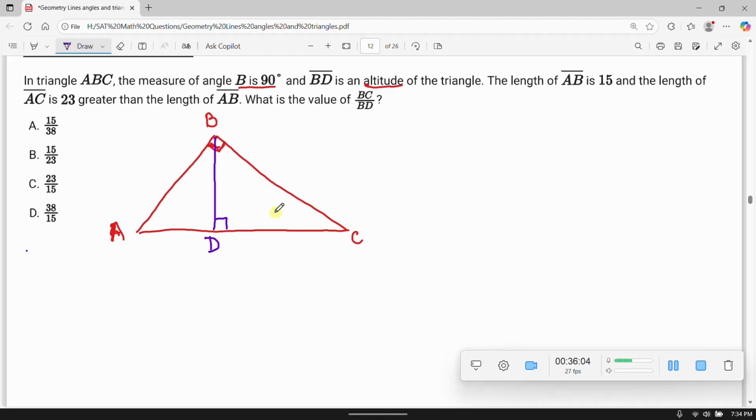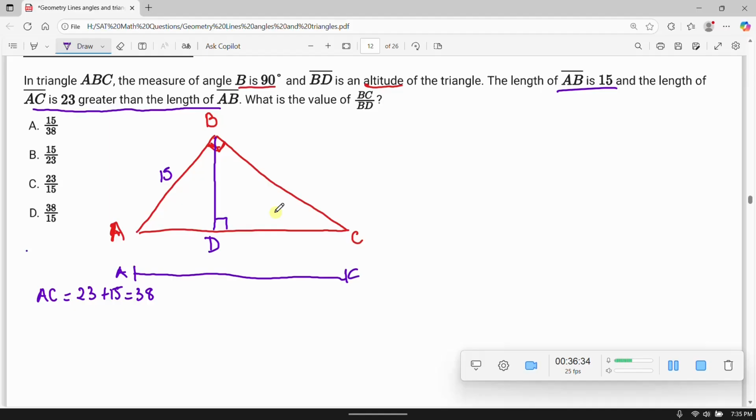Now let's label the line AB as 15. The line AC is 23 greater than the line AB. So AC is 23 greater, meaning 23 plus 15. That's going to give me 38. I didn't want to write on there because there are two different lengths on there. So A to C, the length is 38. So that's what we know.